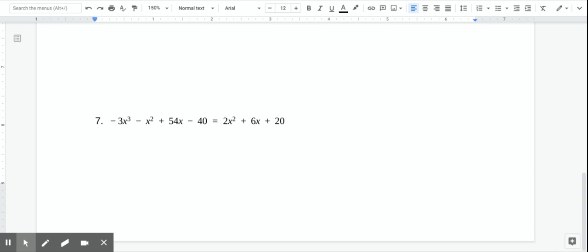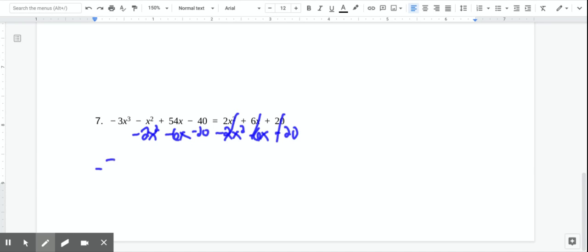All right, for this last problem, in order to factor, we need it to be equal to 0. So we're going to move everything to the same side of the equation. I'm going to subtract 2x squared from both sides. I'm going to subtract 6x from both sides. And I'm going to subtract 20 from both sides.